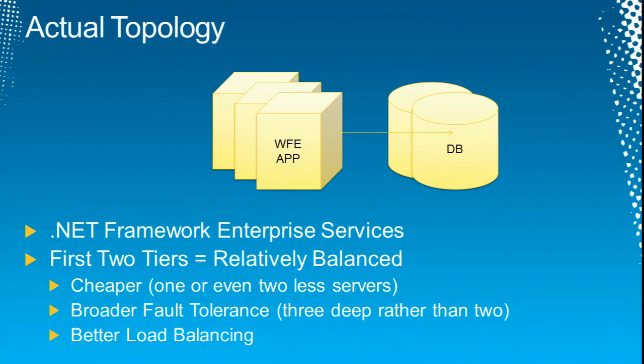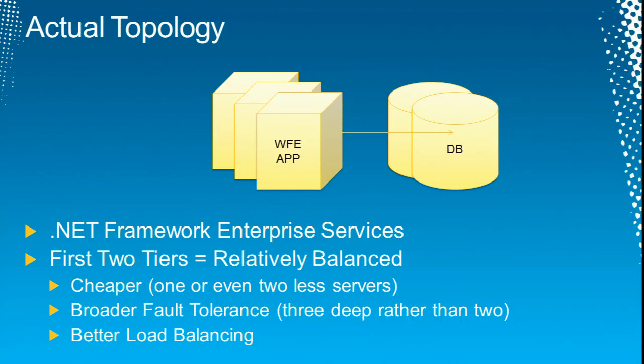So the presentation layer and the application layer end up being roughly equivalent. So it's better to distribute my hardware such that I've got both a presentation and application together on each server. Then I can scale out both of those tiers simultaneously. So that's the actual topology that we ended up with. We found this was cheaper, took less boxes, right?